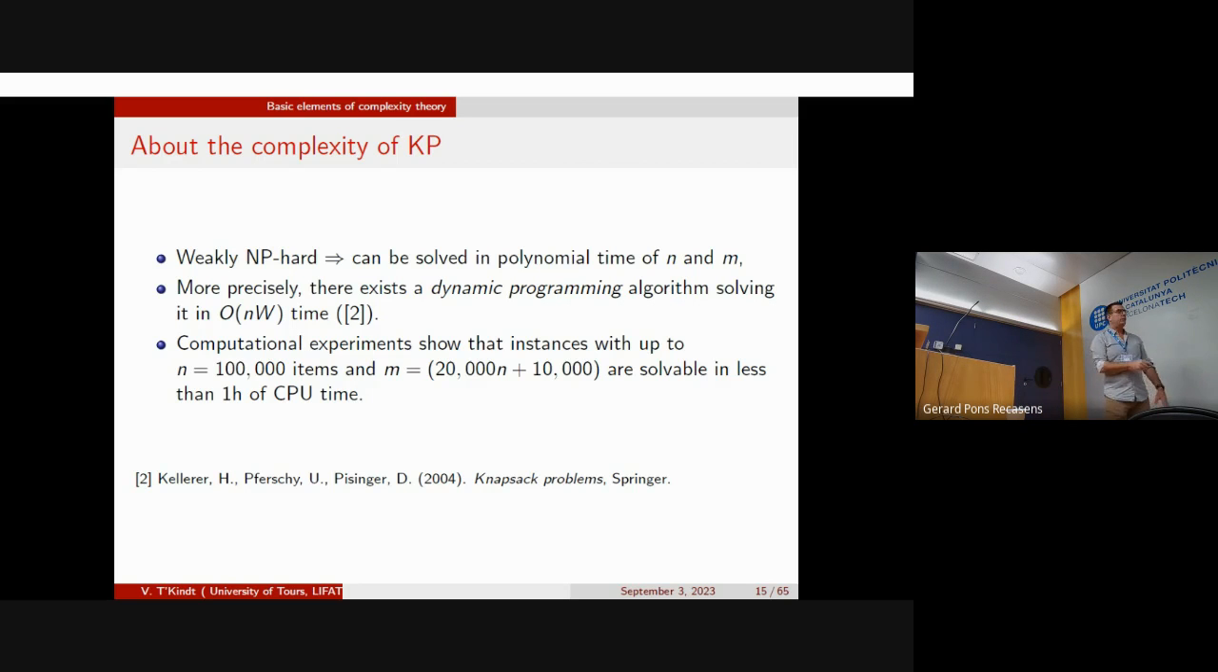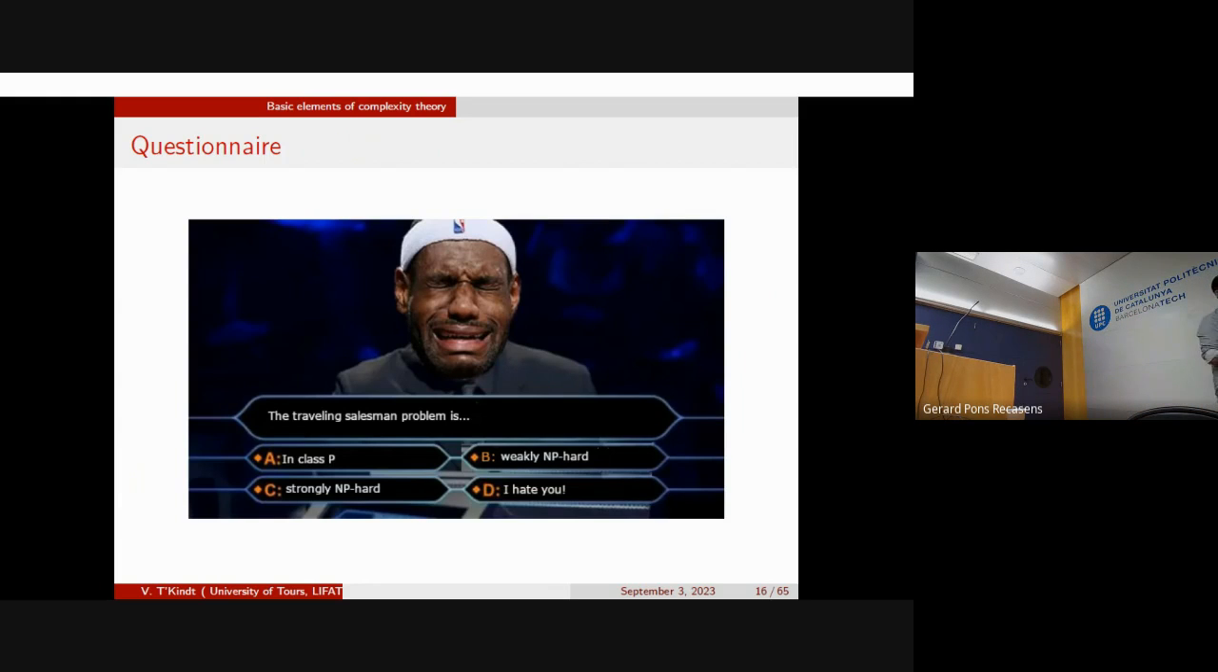Okay, just to give you a flavor of where we can go now with a modern computer to solve this problem. We continue with the TSP. So the TSP is in class P, so polynomially solvable, weakly NP-hard, or strongly NP-hard. Please don't choose me. Not yet. Wait for that. So who thinks A, B, C?